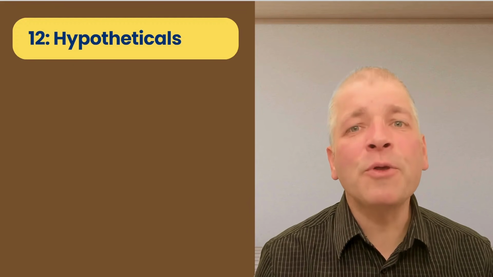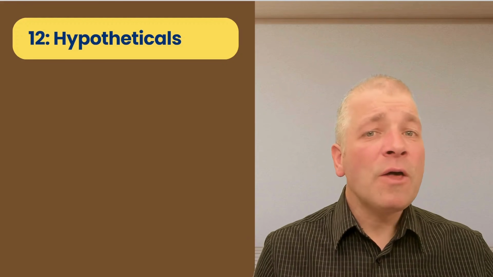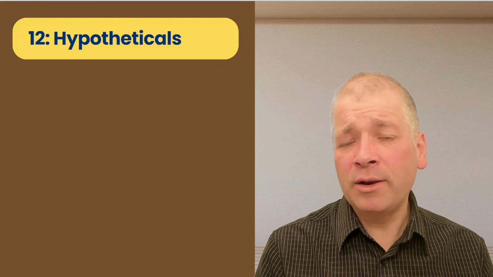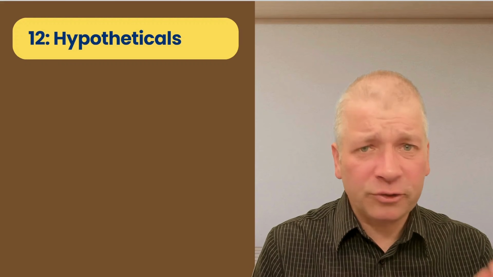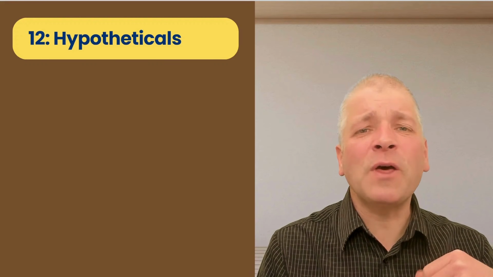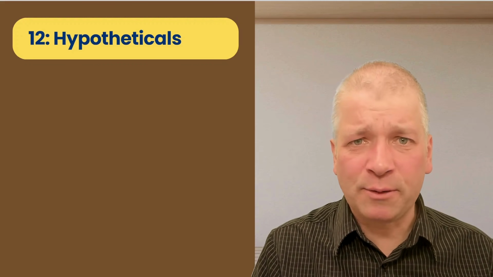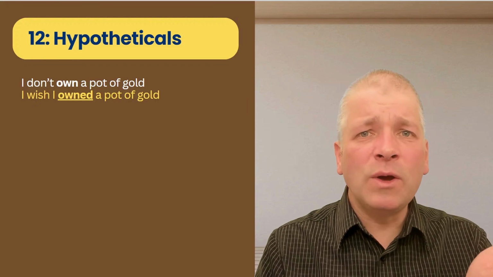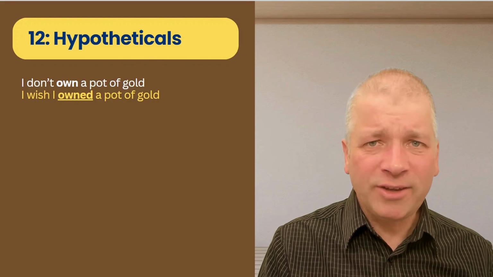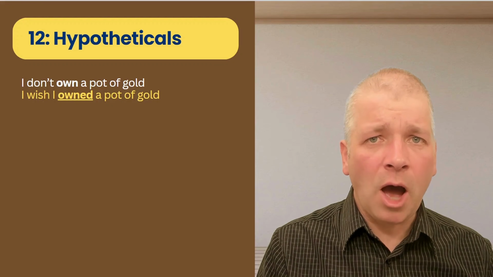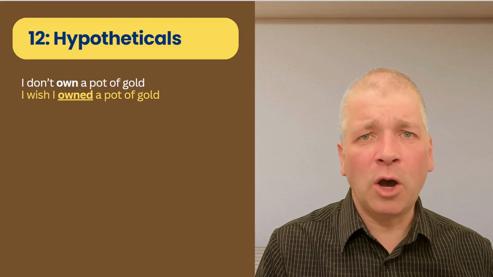12 is hypotheticals. Now, there are hypotheticals that we learn at a more basic level, such as conditional forms, but then there are other principles of hypotheticals that go through other areas of grammar. Let's start with a typical example. I don't own a pot of gold. I wish I owned a pot of gold.